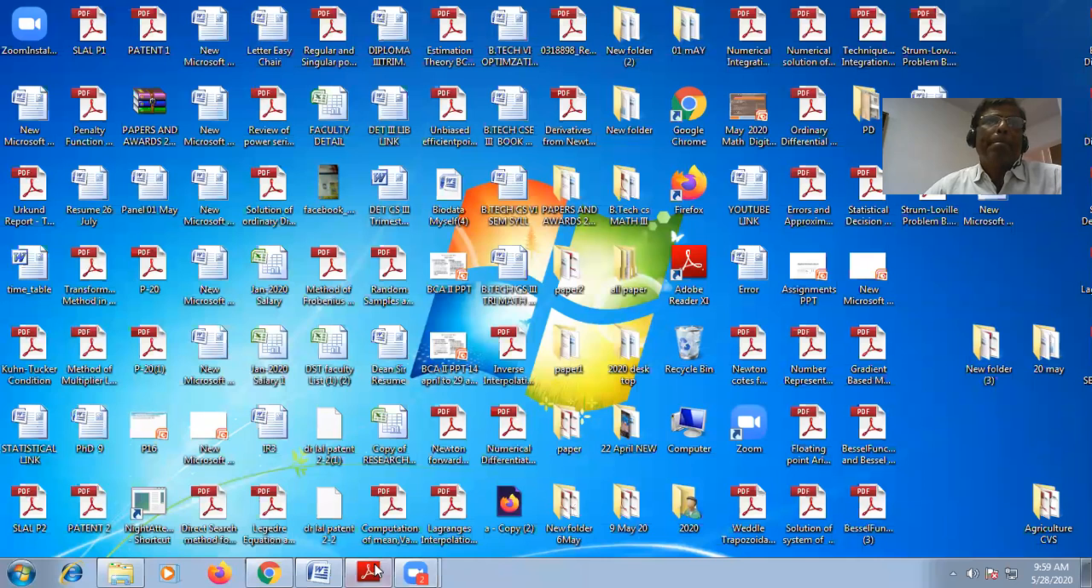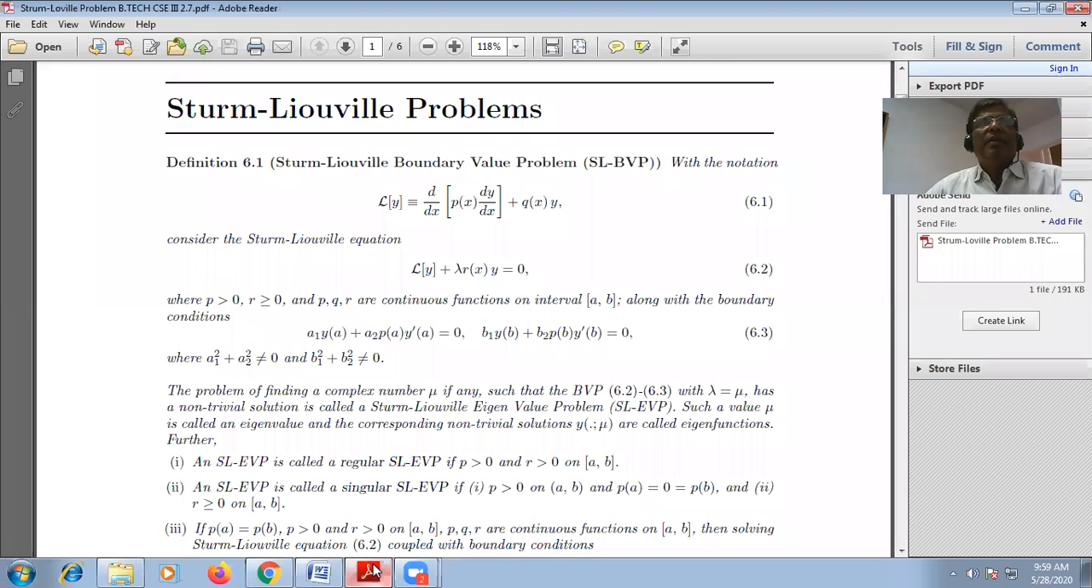So please come on a PDF that explains this fact. Please write the correct spelling which is on the screen of your mobile or in your computer. Sturm-Liouville's problems.